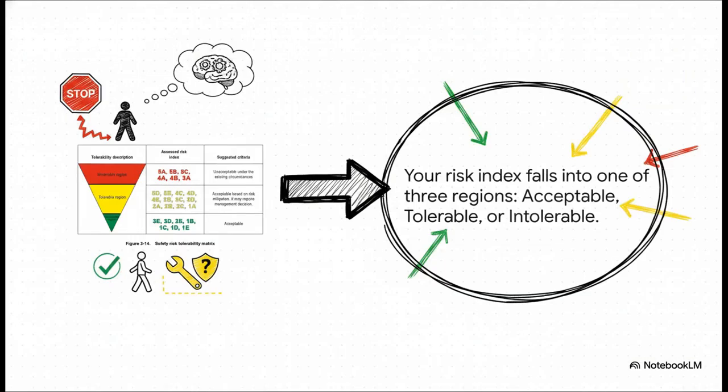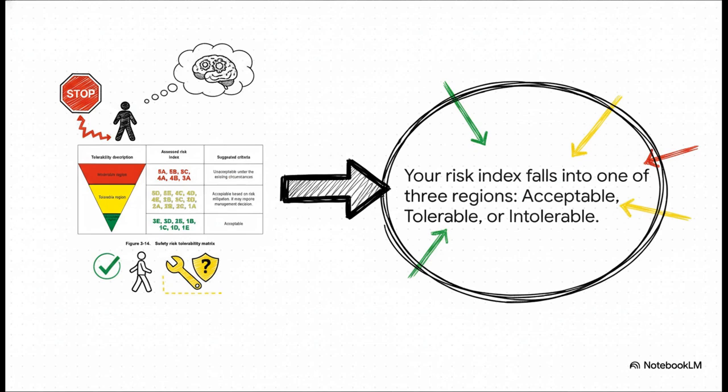So on one axis, you've got probability, and it runs all the way from extremely improbable up to frequent. And then on the other axis, you've got severity, and that could be anything from a tiny, negligible hassle to a full-blown catastrophic event where multiple people die. So once you have your two ratings, you find where they meet on the matrix. And bam, that gives you your risk index, which lands you in one of 3 color-coded zones.